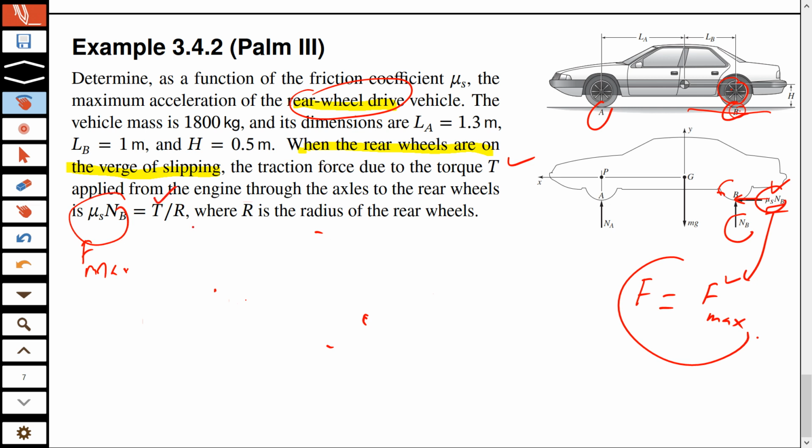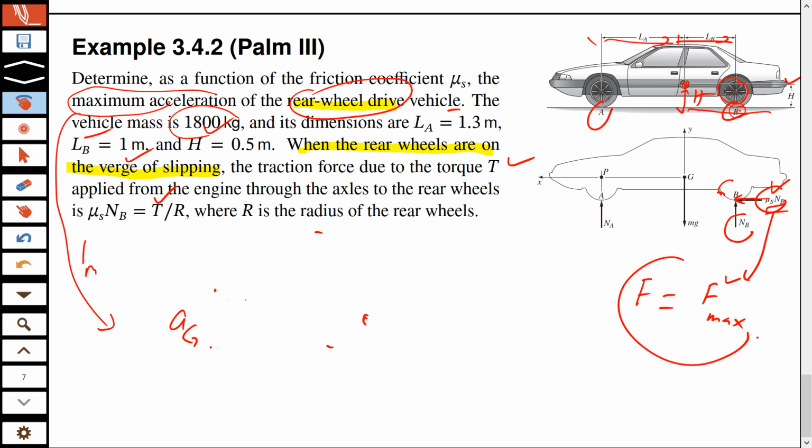So that's why we can write this as mu s N_B, because we know it's the maximum friction, and this has to be torque divided by the radius of the wheel. So that is easy. Dimensions are given, you are given this dimension, you are given this dimension, and you are given the dimension of the center of mass from the ground, which is h. ये तीनों values भी given हैं, h, lb, la. Now mass of the vehicle is also given, and you want to write the maximum acceleration. Maximum acceleration is not a big deal, क्योंकि verge of slipping में आपको maximum acceleration ही मिलेगी.